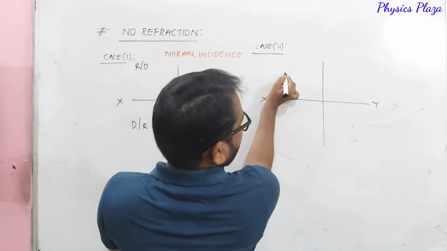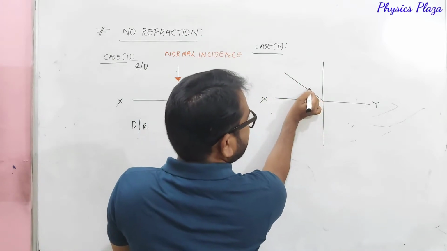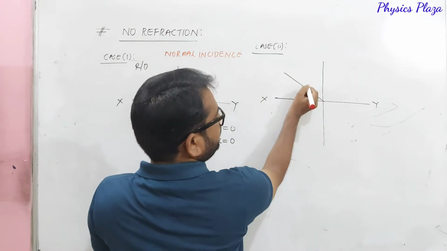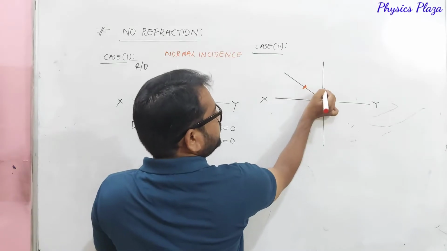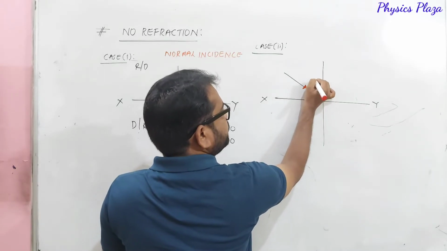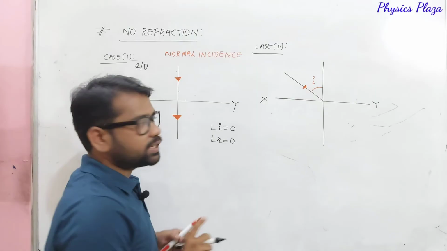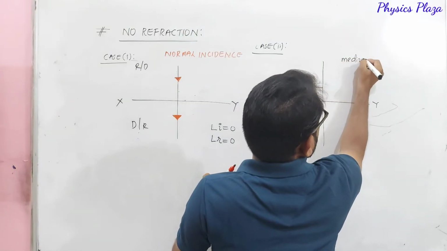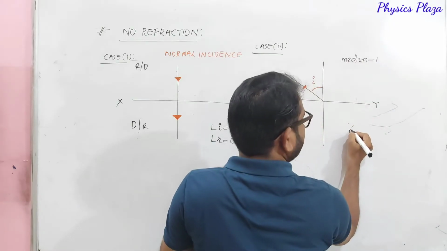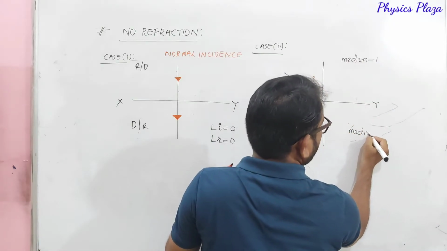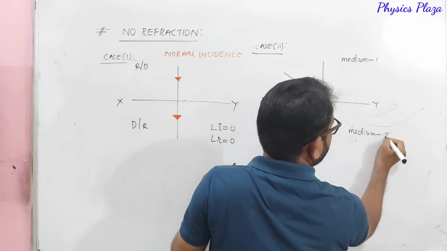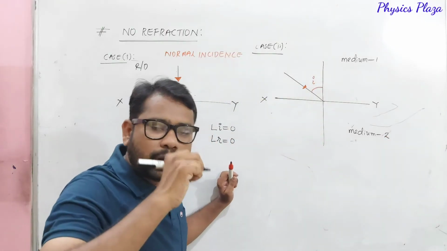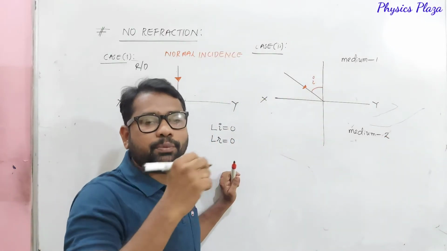Now by this time, light is not at all incident normally. So light is going like this, which means definitely there will be some angle of incidence. Let this be medium 1 and here is medium 2. So light is moving from one transparent medium to another transparent medium.